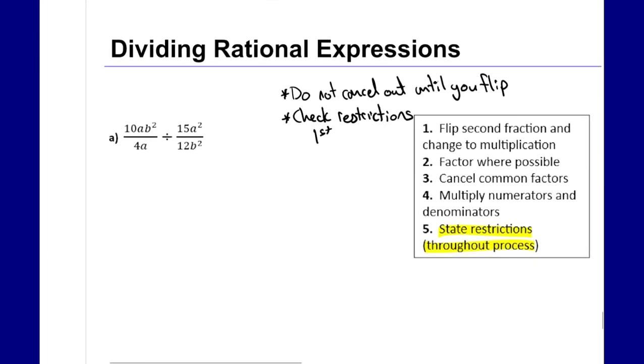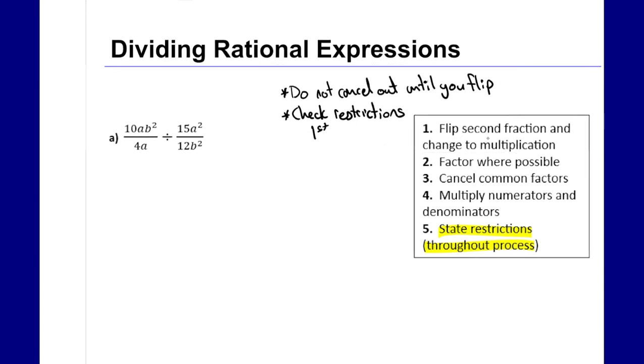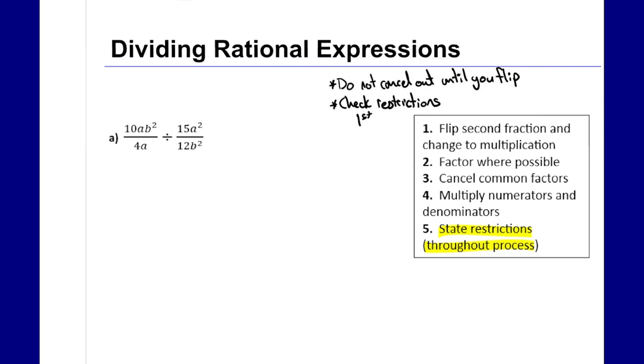So we're going to look for restrictions. Let me just move this up and off to the side. I'm going to check for restrictions. I have nothing I can really simplify in the denominator. So I have a cannot equal 0, and b cannot equal 0, because those are my two variables. I can't really factor anything, so I don't have to worry about that.